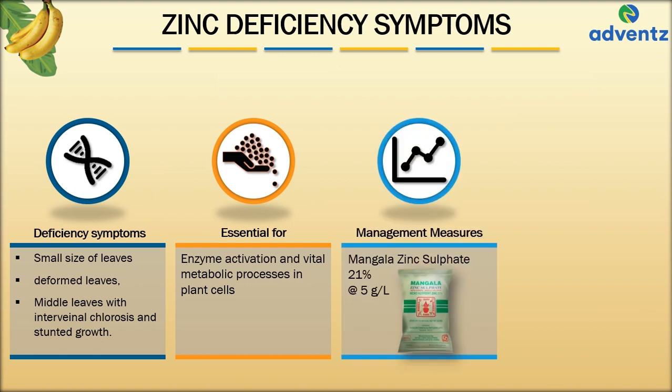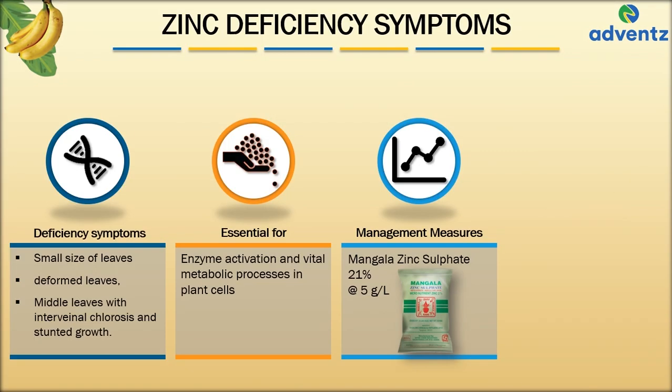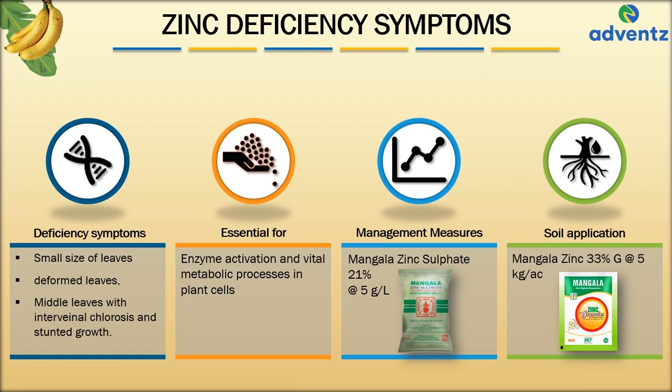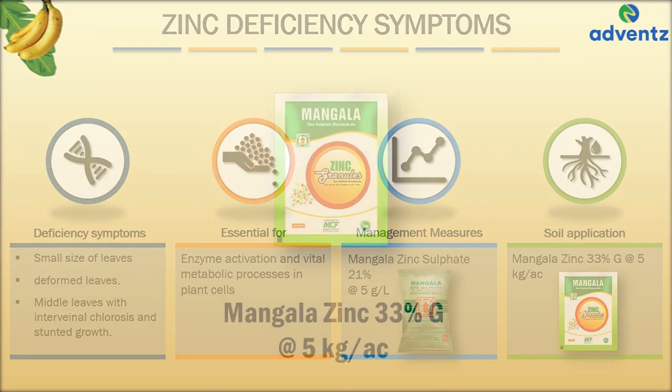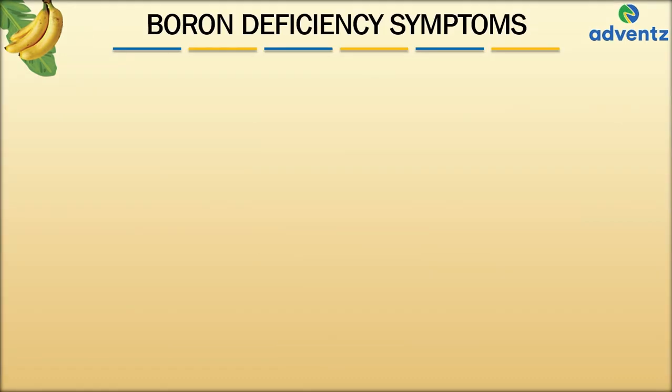To rectify zinc deficiency symptoms, we should spray the crop with zinc sulfate 21% at the rate of 5 grams per liter. In case of soil application, we need to apply Mangala zinc 33% G at the rate of 5 kgs per acre. The next deficiency is boron deficiency.